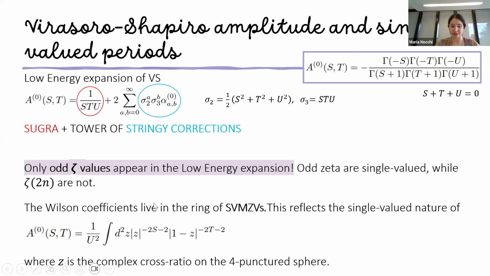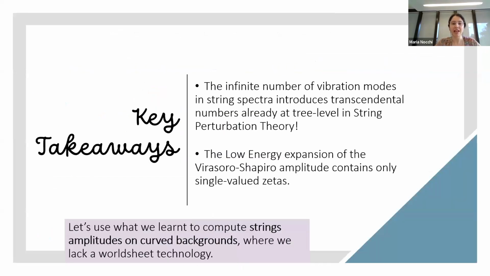So this is fundamental for the following. That's the integral presentation on the worksheet of Virasoro-Shapiro, and this Z is just a complex cross ratio on the 4-puncture sphere. Now we want to adapt this analysis to curved backgrounds. And before doing that, let's sum up the key takeaways from these review sections. On one side, if you are in flat space, you need to go to loop level to see these transcendental numbers and functions appear. While in string theory, this is different because you have an infinite number of vibration modes in the string spectrum, and that introduces transcendental numbers already at tree level in string perturbation theory.